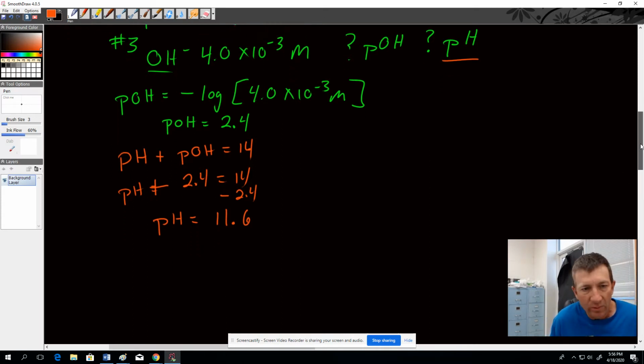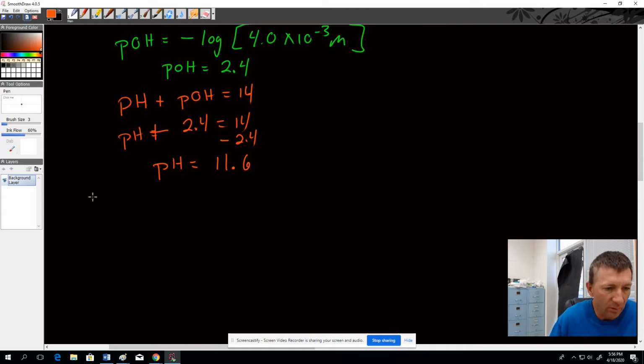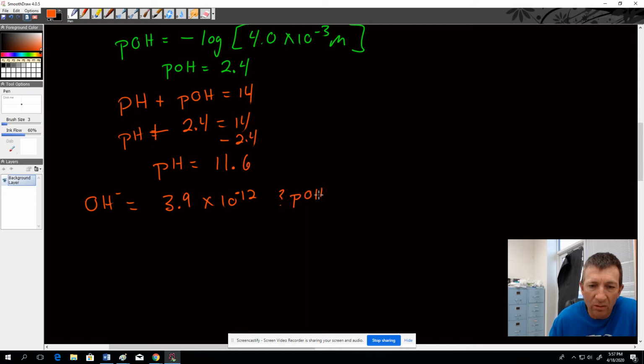Let's maybe do one more problem with this, where we have the OH concentration. Let's say we have an OH concentration equals 3.9 times 10 to the negative 12th. For this, we're going to do a few things. First of all, what is the pOH? What is the pH? And just to review a little bit, is it an acid, is it a base, or is it neutral? So acid, base, or neutral.